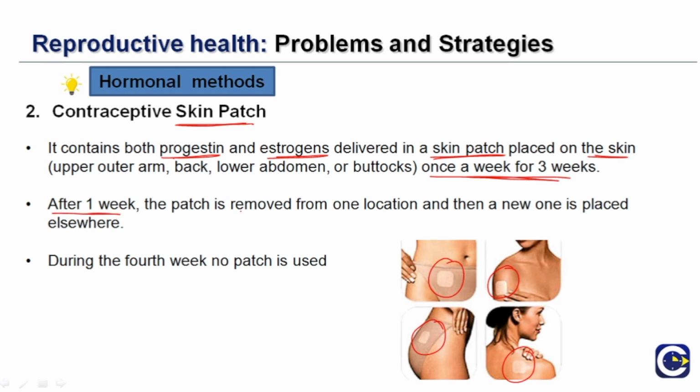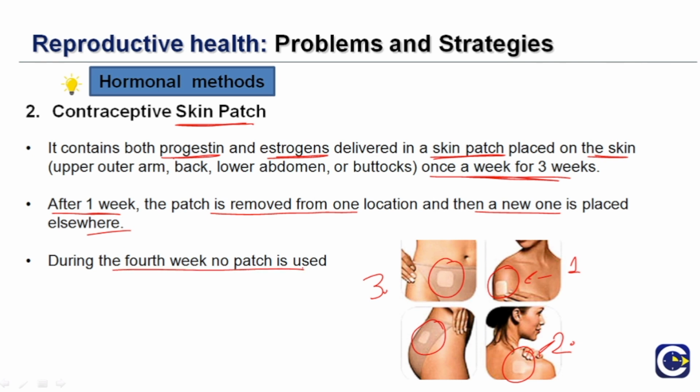After 1 week, the patch is removed from one location and placed in a new location. So let's say for week 1, it is placed on your upper arm. For week 2, it can be placed on your back, and so on. For the third week, it can be on the buttocks. And during the 4th week, there is no patch.